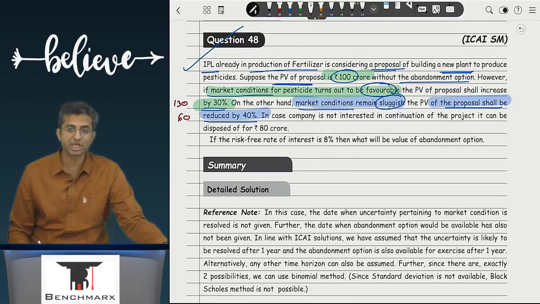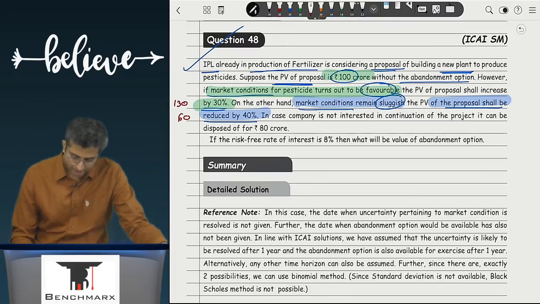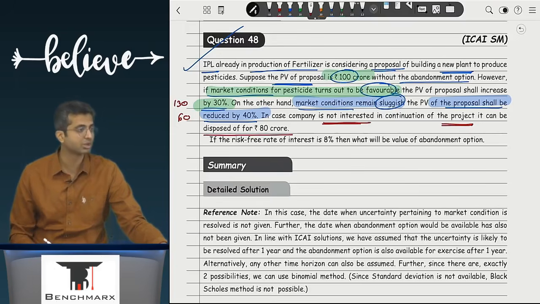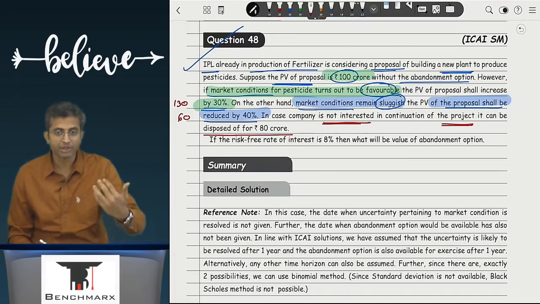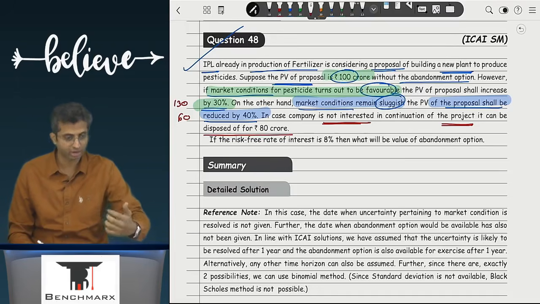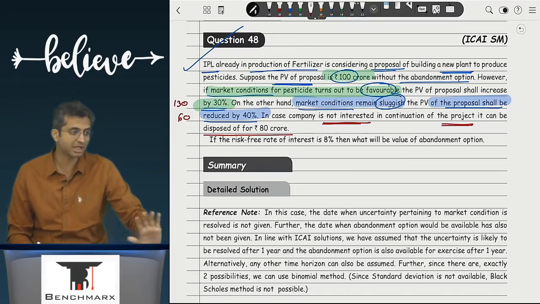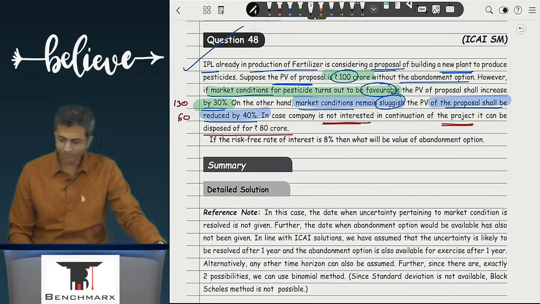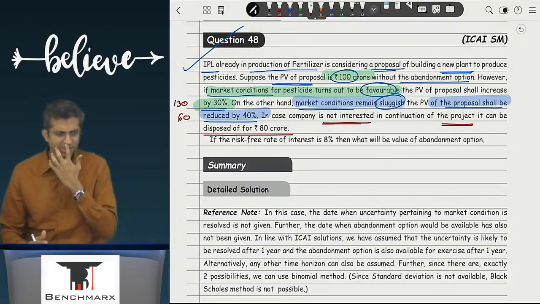So how many outcomes are there? 2. Achha, generally in option valuation, if there are 2 possible outcomes, up move, down move, what method do we generally follow? Binomial. In this case, in case the company is not interested in continuation of the project, it can dispose it off for 80 crores. Achha, an option to dispose of for 80 crores is similar to what? A put option, that is an abandonment option. You can abandon it.